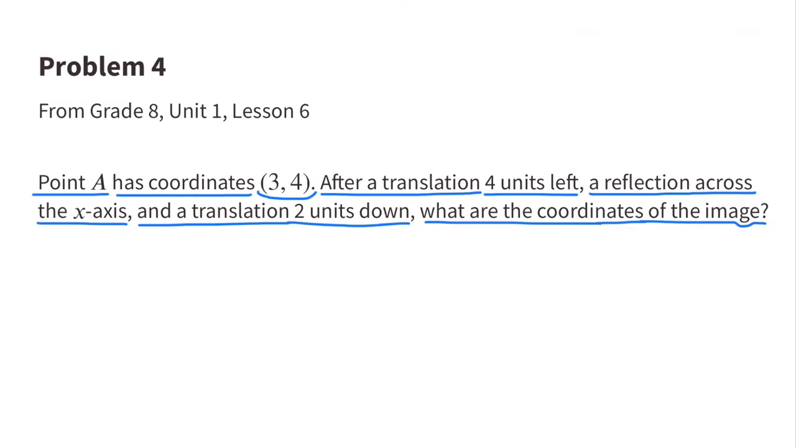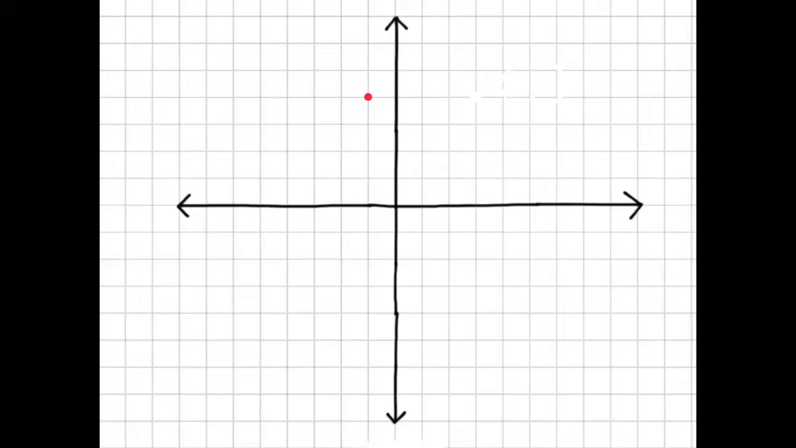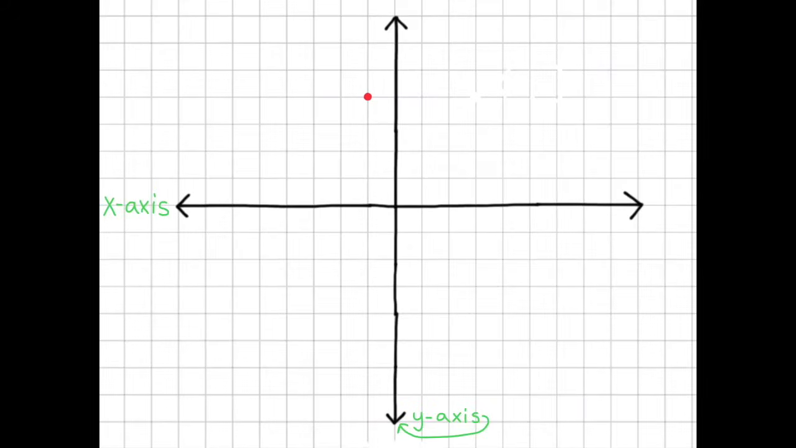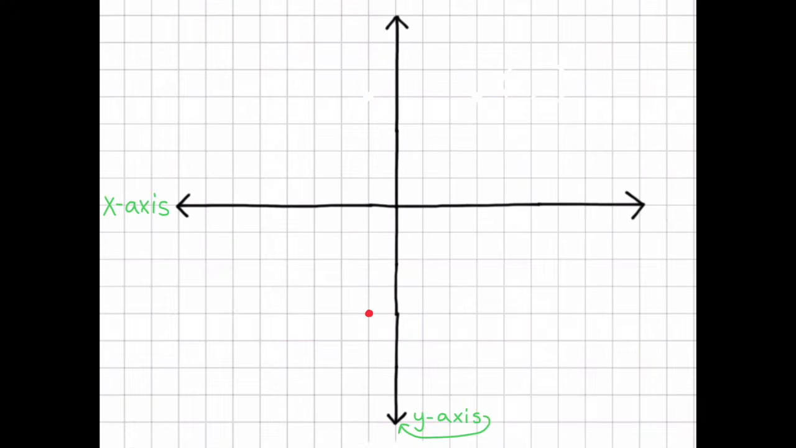Next, they asked to do a reflection across the x-axis. The x-axis is the horizontal axis. It runs left and right. The y-axis is the vertical axis. It runs up and down. So they're asking us to do a reflection across the x-axis. Right now the point is 4 units above the x-axis. We need to put the point as a reflection 4 units below the x-axis. Here's the new location of the point after the reflection across the x-axis.